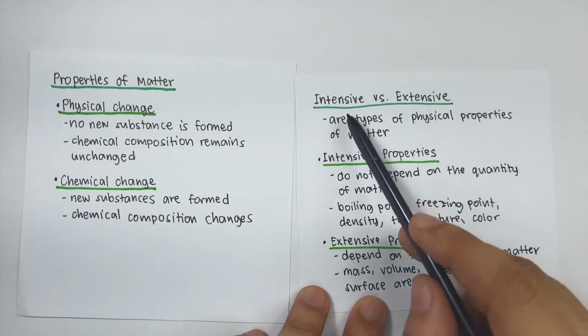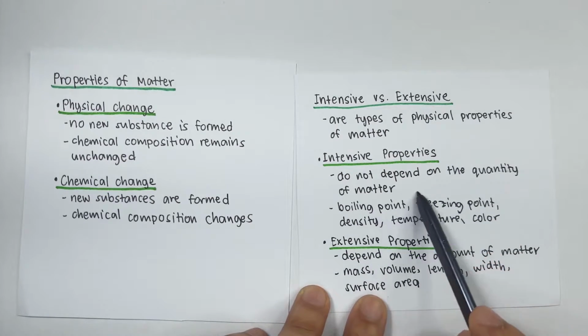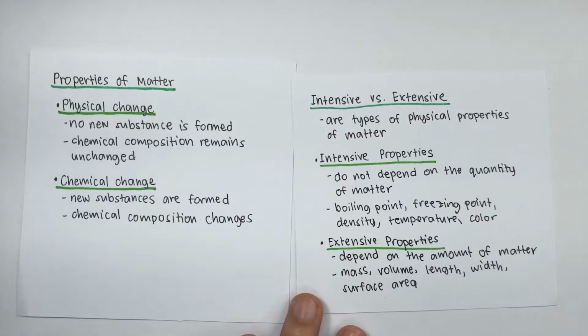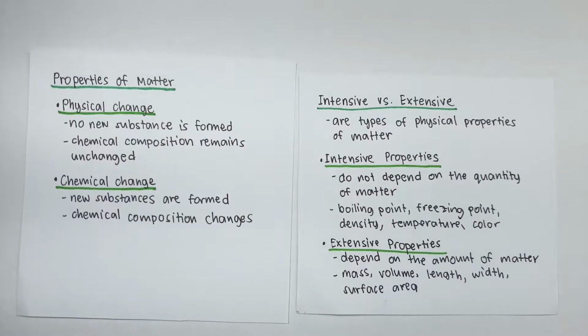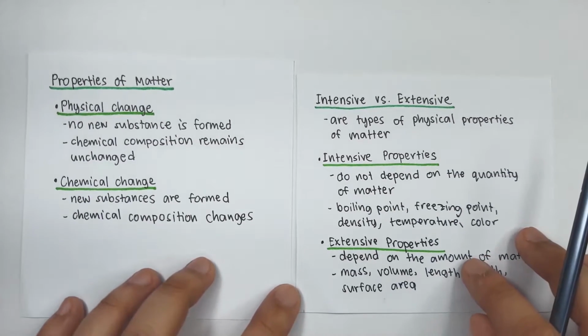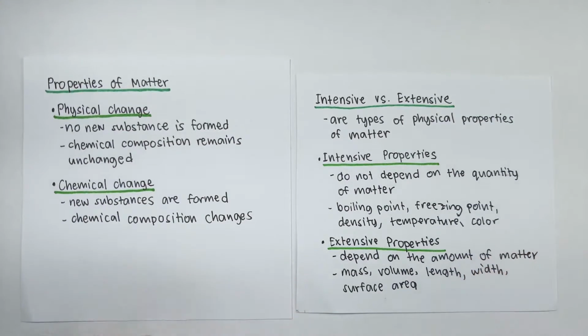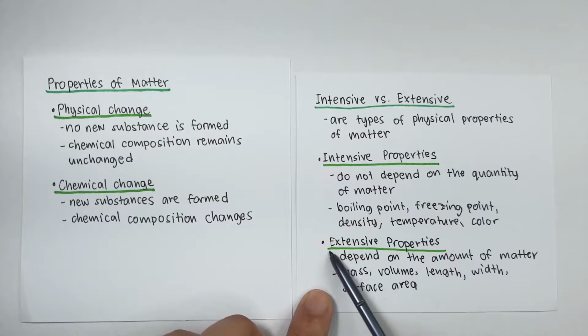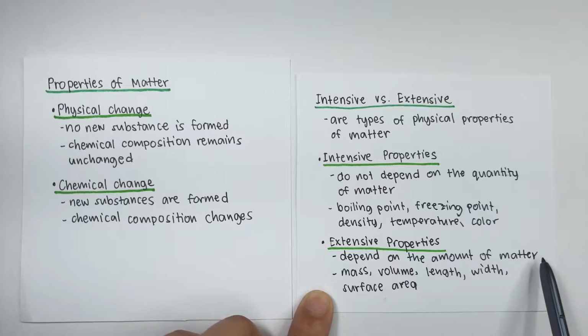Yung intensive properties, these are properties that do not depend on the quantity of matter. So wala kang care sa size of matter. So for example, boiling point. So kunwari may isang basong tubig ka, may isang kaldero ng tubig ka, at may isang balde ng tubig ka. So, irregardless kung gaano karami yung tubig mo, yung boiling point na property nila is still the same which is 100 degrees Celsius. Okay?